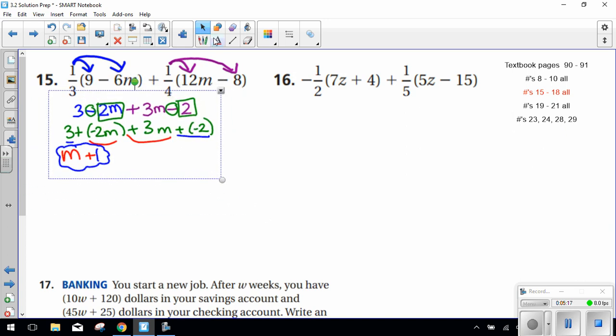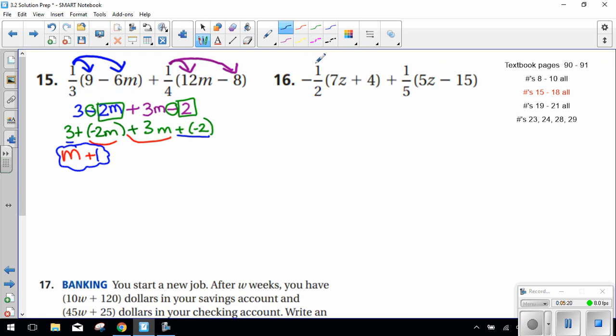So for number 16, same idea. I'm going to take negative 1/2 and multiply it to each set of terms. And then when I come over here, I'm going to take 1/5 and multiply it to each set of terms. So we're going to take negative 1/2 and times it by 7. We're going to get negative 7z over 2. Then we're going to take this plus sign and bring it down. Negative 1/2 times 4 is going to be negative 2.